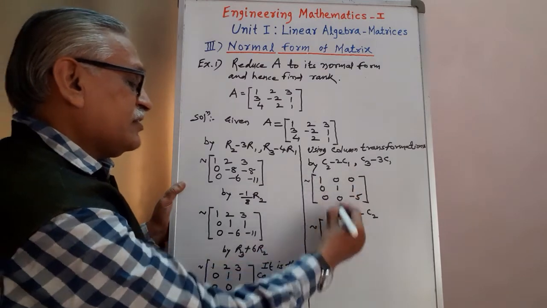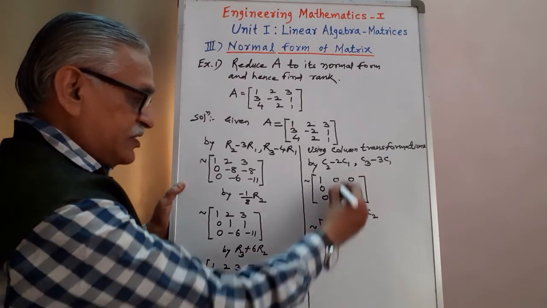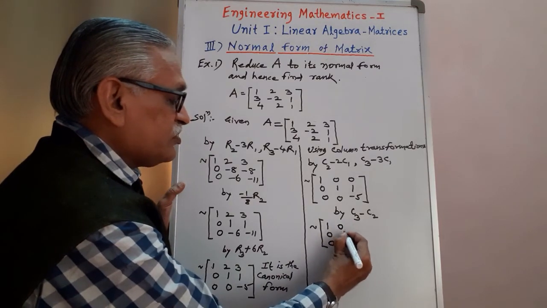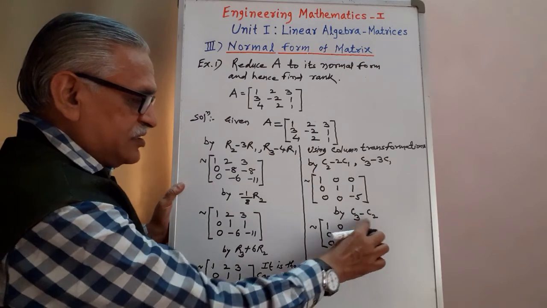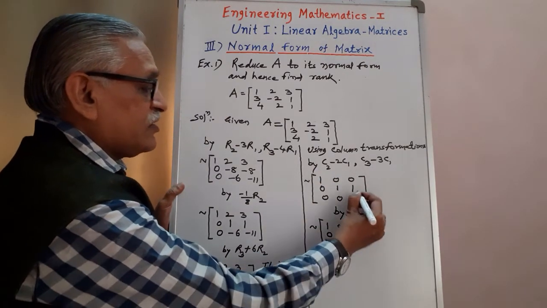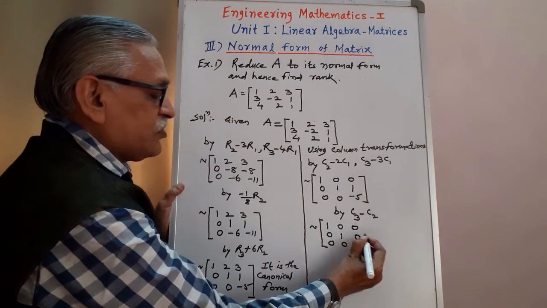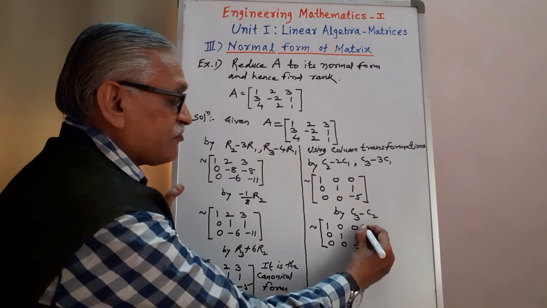we get first column no change, 1 0 0. Second also no change, 0 1 0. Third, C3 minus C2, applying it, 0 minus 0 we get 0. 1 minus 1 we get 0. Minus 5 minus 0 we get minus 5.